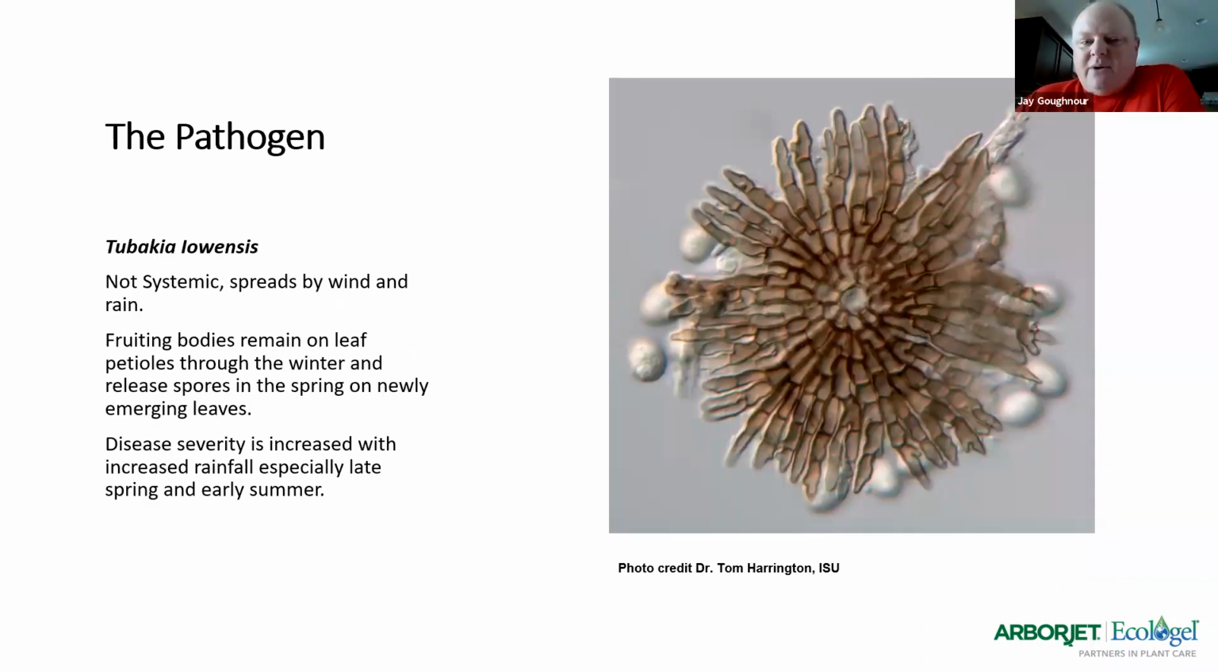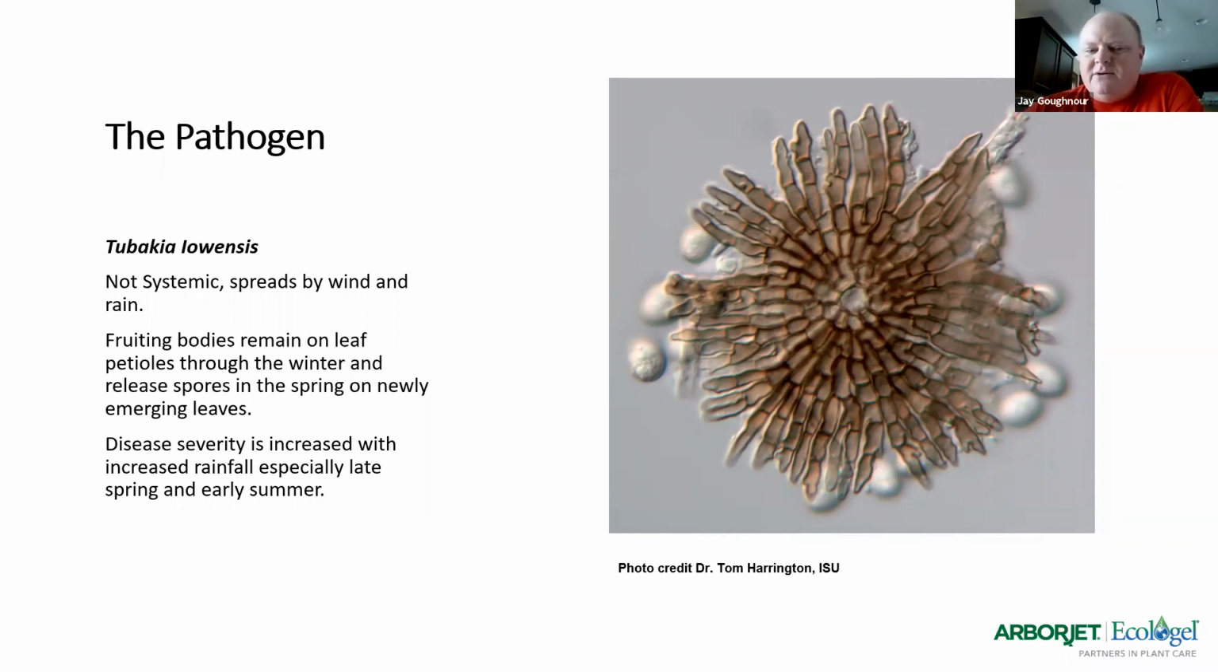So the tuberculosis is the pathogen that we're dealing with. It's not a systemic disease. It spreads by wind and rain. And the problem with this is that they stay on the leaf petioles through the winter, and then they come out and they infect new leaves every spring. And so this doesn't go away. If it fell with the leaves and fell to the ground and we could get new leaves every year, we could probably see these trees not as affected as much. But in this case, that's exactly what happens, is they just reinfect new leaves every single year. And so that's a real big challenge.